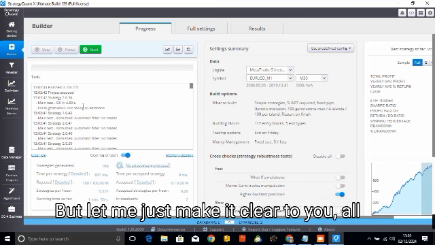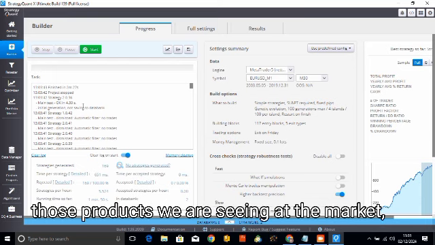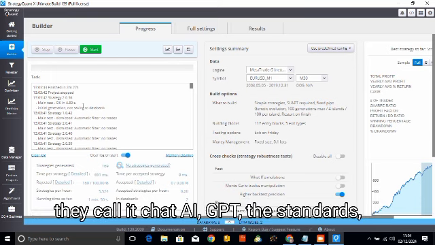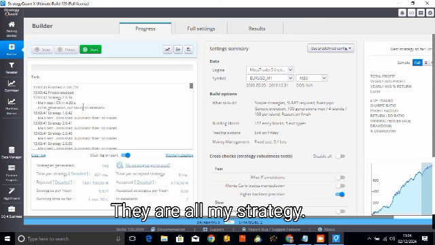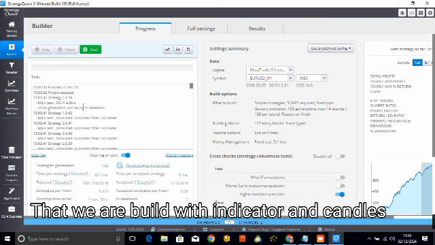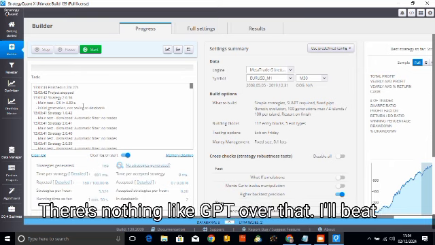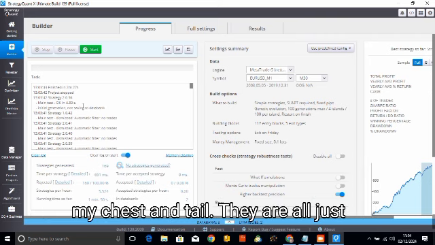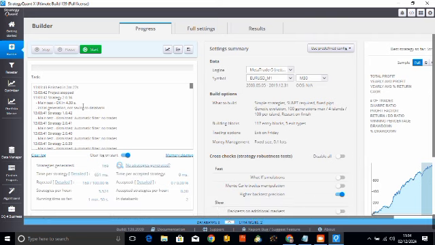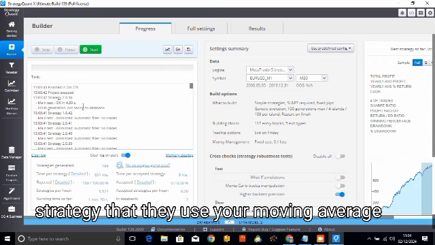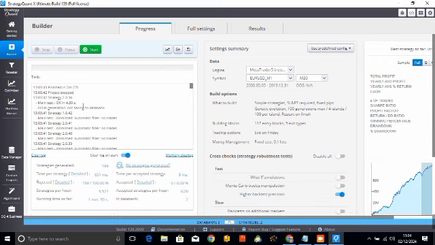But let me just make it clear to you. All those products you are seeing on the market, they call it ChatGPT AI, this and that. They are all just strategies that are built with indicators and candles. There's nothing like GPT over that. I'll beat my chest and tell you they are all just made strategies that use your moving average, candles, and market structure.